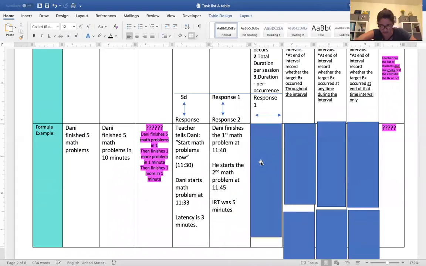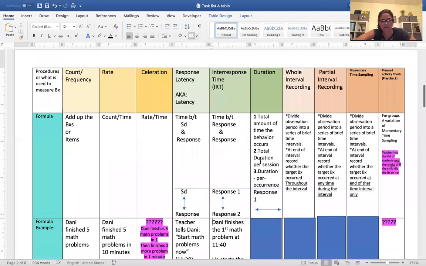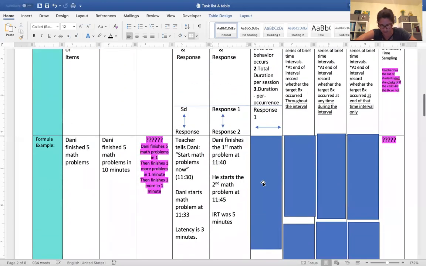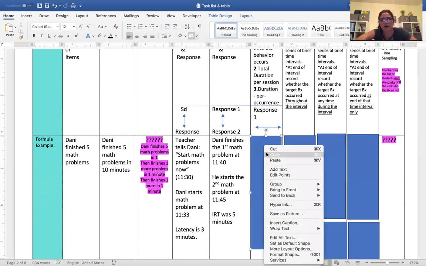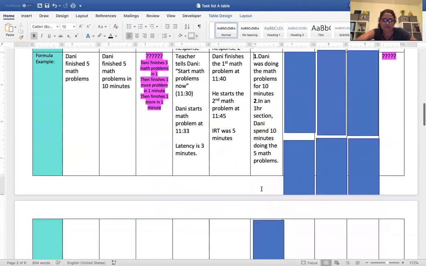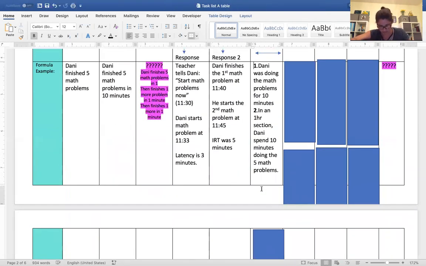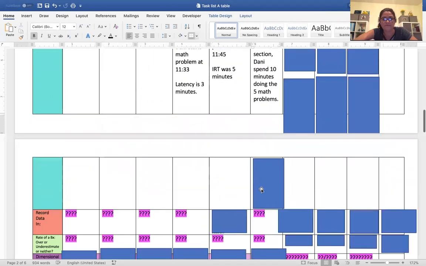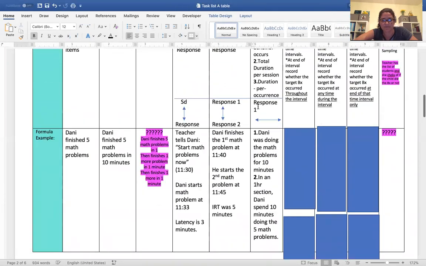Good, so what is the next one? Duration. So that one, we already know, right? What is it? Total time from beginning to end. Mm-hmm. So if we want to do duration per section, then you will count it per section. If not, we'll count it per each problem, right? So here you can see the examples for each of them.